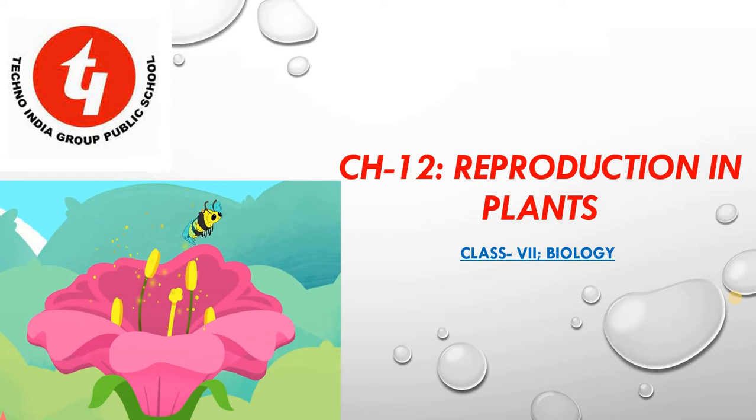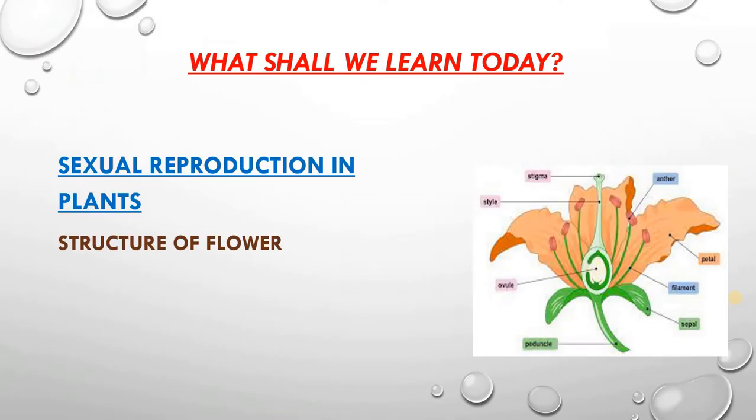So, we are continuing with chapter number 12, reproduction in plant. Okay. So, let's see what we are going to learn today. Today, we will be learning about the sexual reproduction in plant. Okay. So, this is a vast content. So, today we will be learning about the structure of flower.